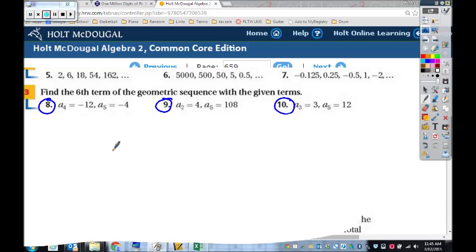All right, so I want you to go ahead and try to do numbers 8, 9, and 10, same way we just did. Notice that number 8 has consecutive integers, a sub 4 and a sub 5, so you should be able to find the r really quick on this. So go ahead and hit pause on the video and try all of those, and then go over the answers.